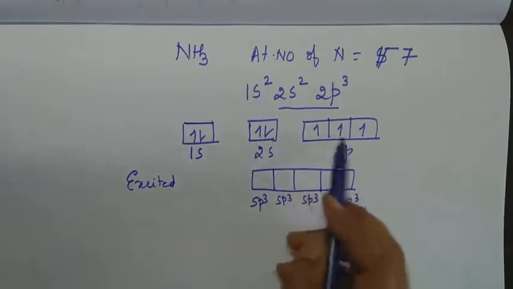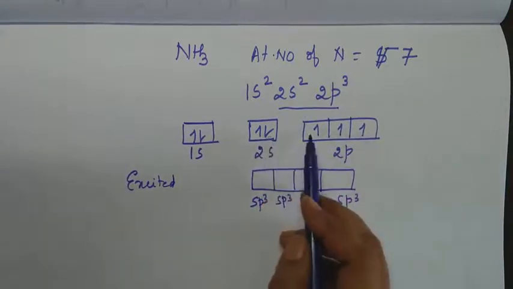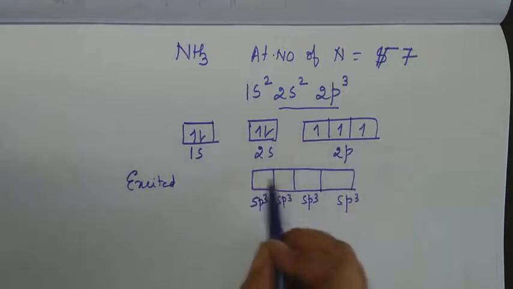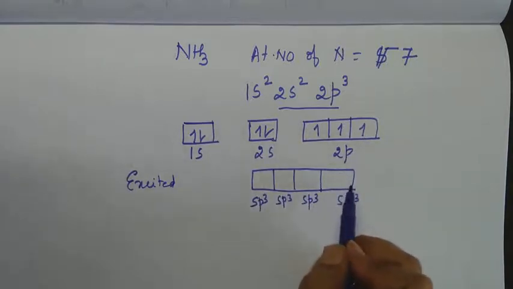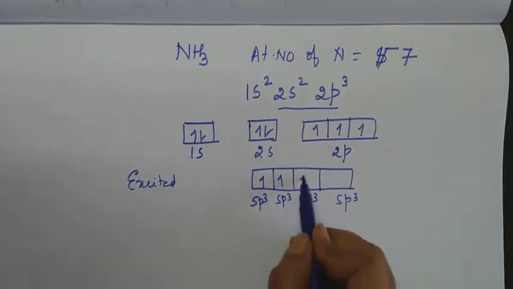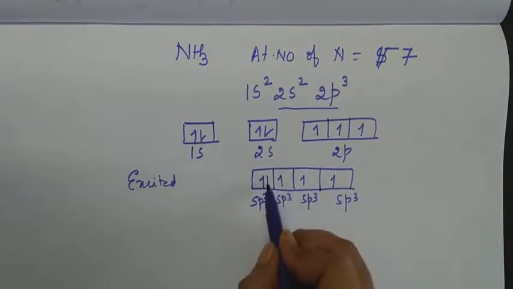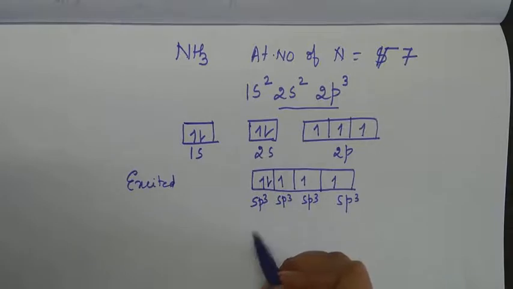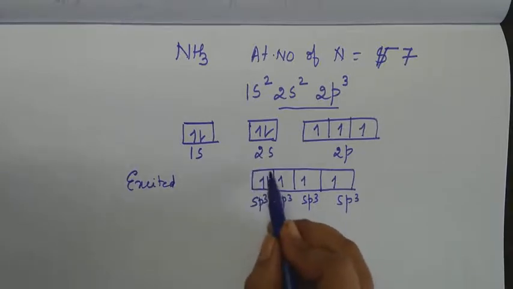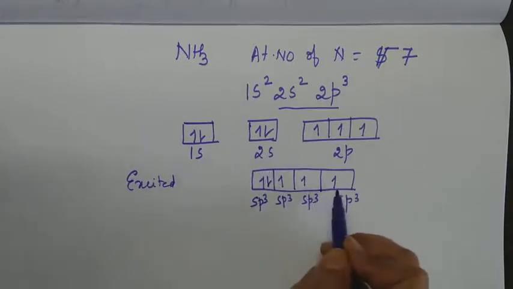How many electrons are present here altogether? 2, 3, 4 and 5. So you need to arrange them in these 4 orbitals. So initially they will sit singly and then pairing takes place. So pairing I have done here. So how many lone pairs of electrons do you have here? 1 lone pair and 3 bond pairs.